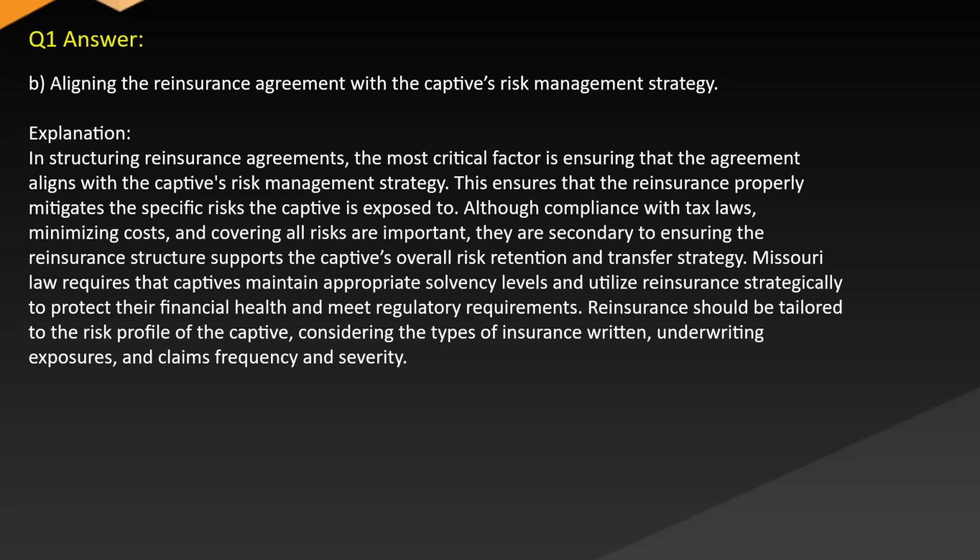Although compliance with tax laws, minimizing costs, and covering all risks are important, they are secondary to ensuring the reinsurance structure supports the captive's overall risk retention and transfer strategy. Missouri law requires that captives maintain appropriate solvency levels and utilize reinsurance strategically to protect their financial health and meet regulatory requirements. Reinsurance should be tailored to the risk profile of the captive, considering the types of insurance written, underwriting exposures, and claims frequency and severity.